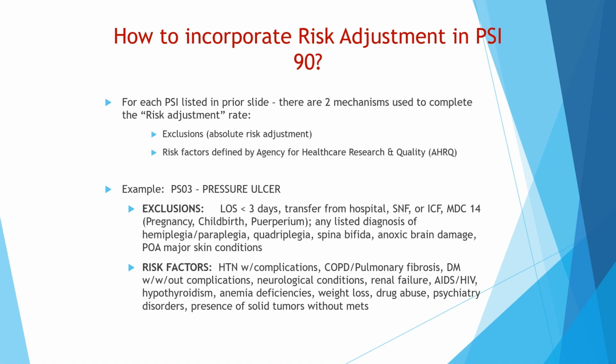For each PSI listed in the prior slide, there are two mechanisms used to complete the risk adjustment rate. Exclusions, absolute risk adjustment. Risk factors defined by the Agency for Healthcare Research and Quality. Example, PS03, pressure ulcer.